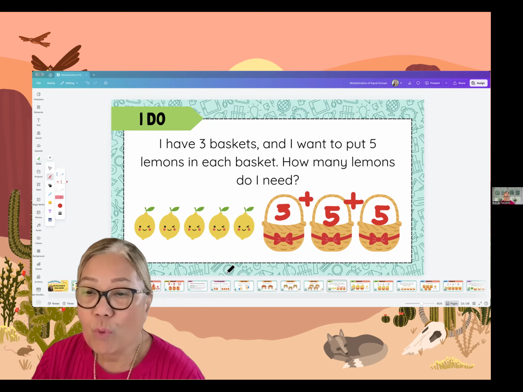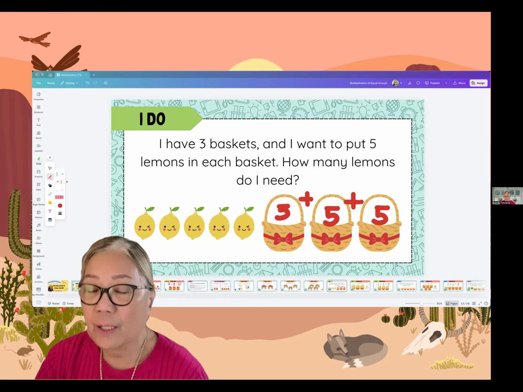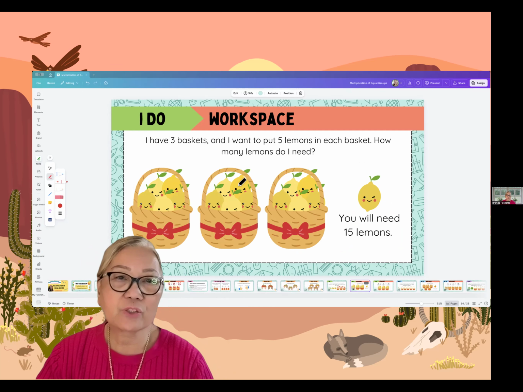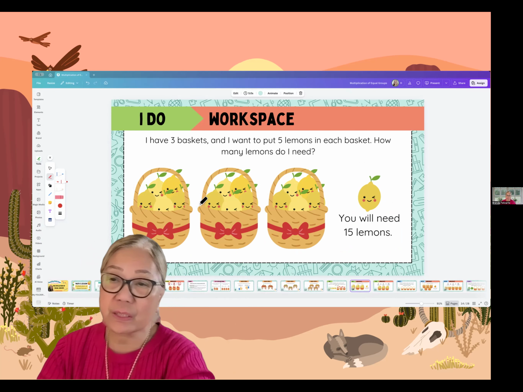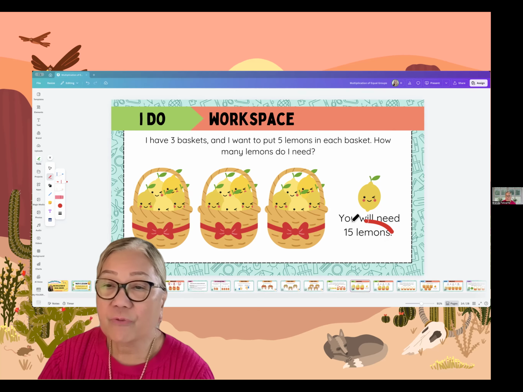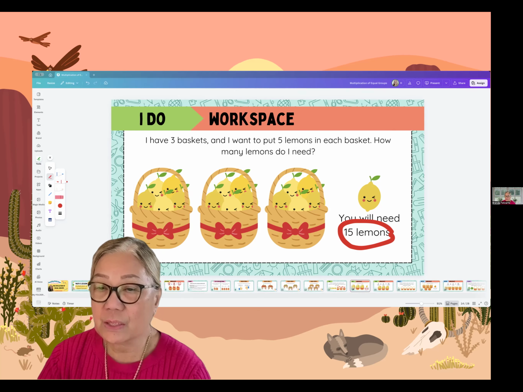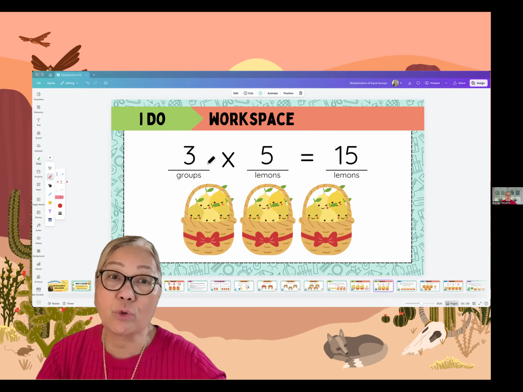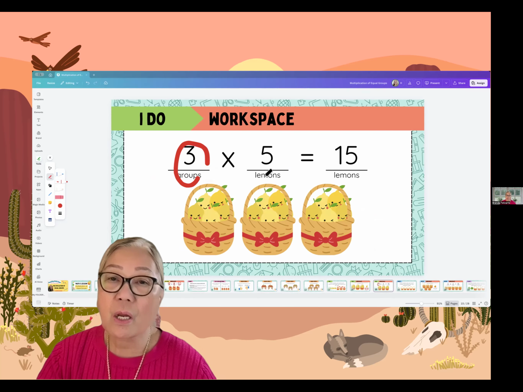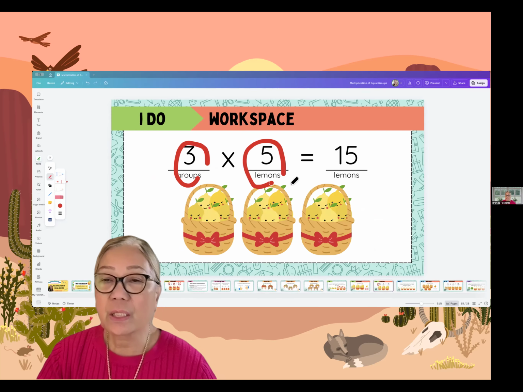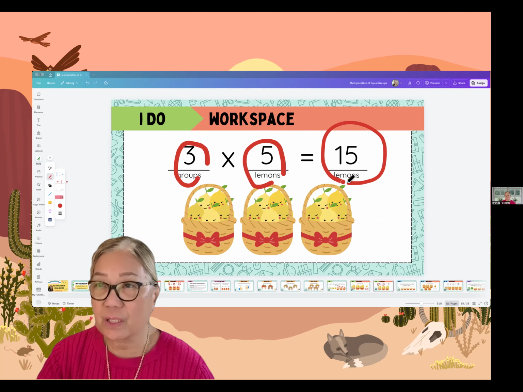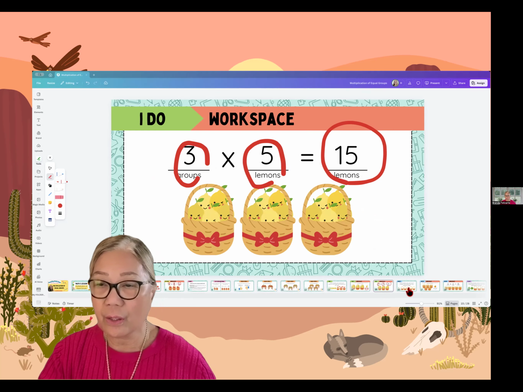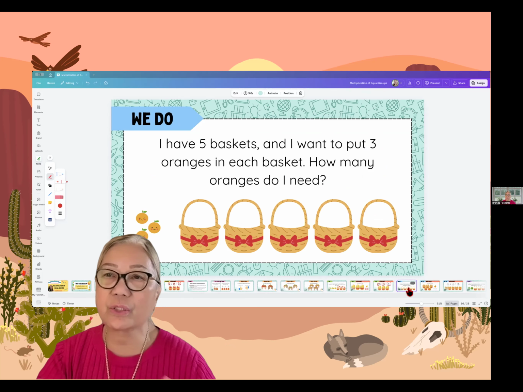So now, your workspace. So you will need 15 lemons. And your multiplication sentence would be, of course, always begin with a group. 3 groups of 5 lemons is equals to 15. All right? Is that a little bit clear?